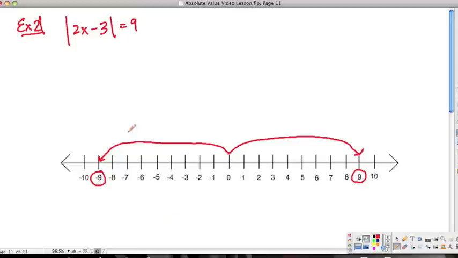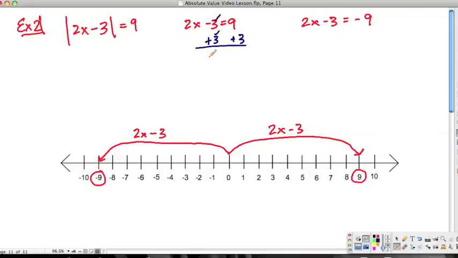Either way, okay? So what we really have is two possibilities. 2x minus 3 equals 9, and we also have 2x minus 3 equals -9. Those are our two possibilities, and when we solve them, let's see what happens. Add 3, add 3. 2x equals 12. Divide both sides by 2. x equals 6.